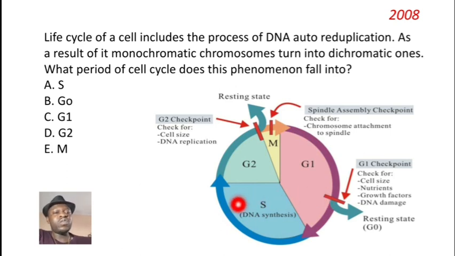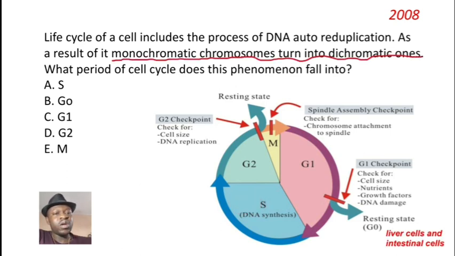Then from there, the DNA synthesis happens. That's where the duplication occurs. So that's the synthesis phase. Also some cells, for example liver cells, undergo a resting state called G0. Liver cells and enterocytes enter this stage. So the correct answer is the synthesis phase, where duplication of DNA occurs.